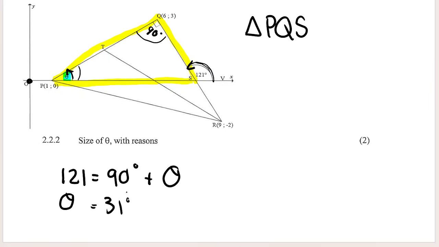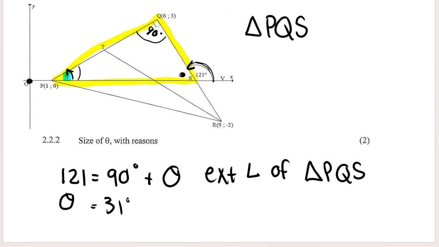Remember, every time you give a statement, you have to give me a reason. So what I did over here is I used exterior angle of triangle PQS. There is another way to do this. You can use angles on a straight line to find angle QSP, this angle over here, or PSQ, that angle over there. And once you have that angle, you can use sum of angles in a triangle to work out theta. So sum of angles in triangle PQS. Hope that makes sense. You'll get to the same answer. You'll just have two steps.